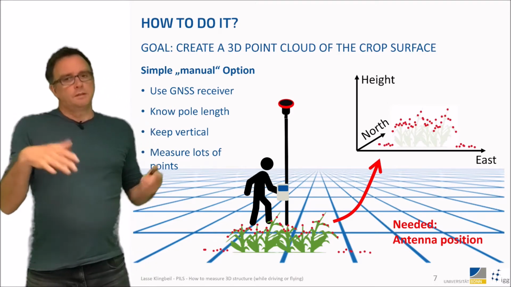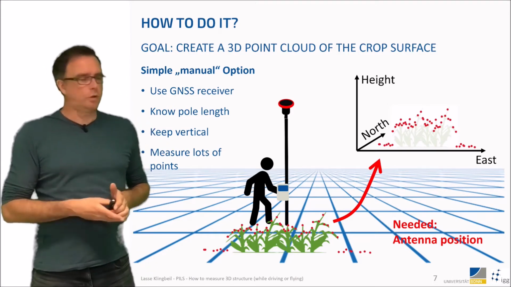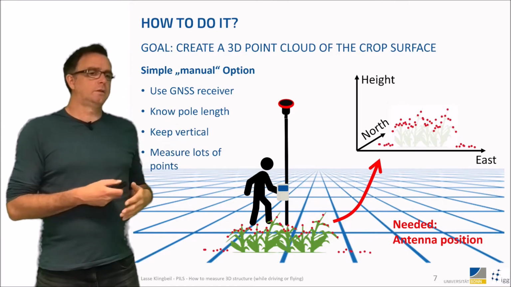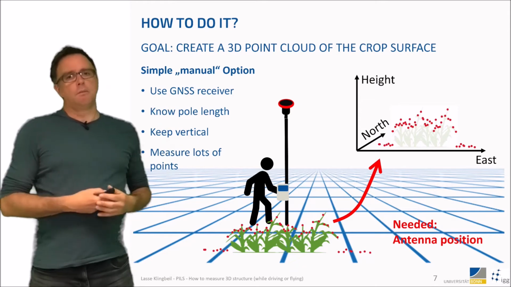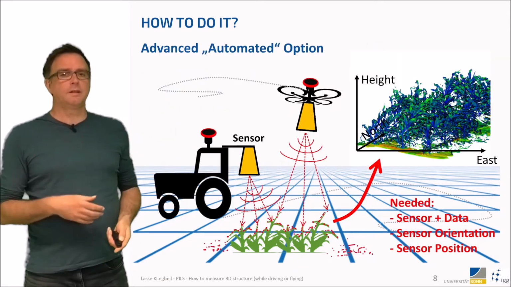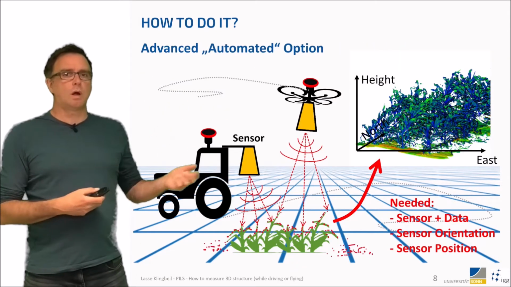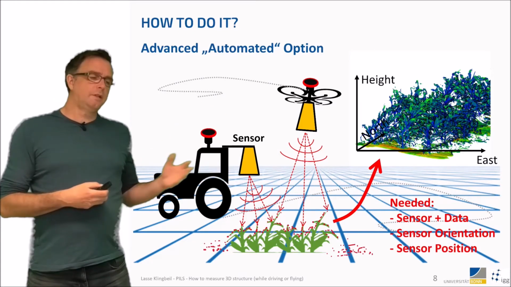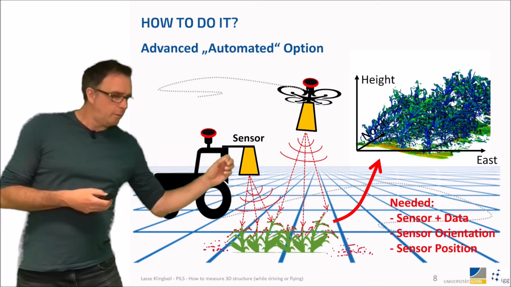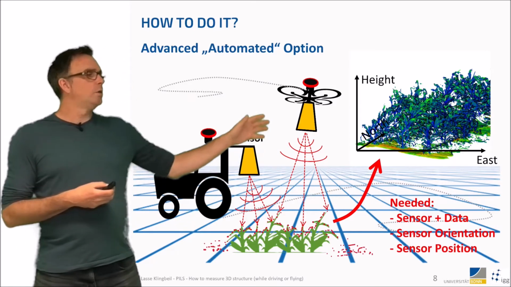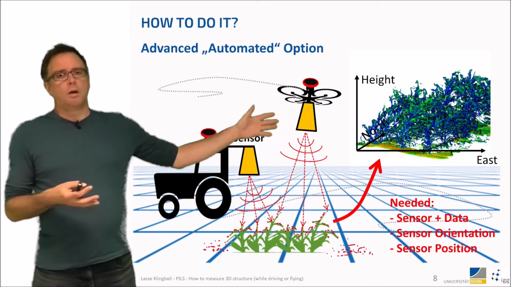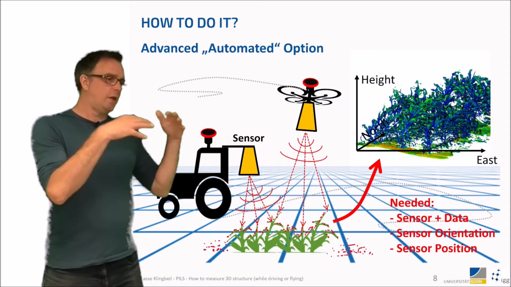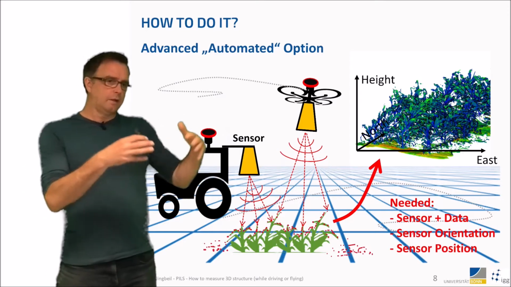Of course, no one would really do that, right? The accuracy is not very good, the density is not very good, and it would take weeks to map a field. So we could do it in a more advanced and more automated way by using mobile systems and sensors. In this case, we don't touch the plant and the surface to measure it. We just use some optical measurement device which can measure the distance and which can generate information about the 3D structure of the environment.